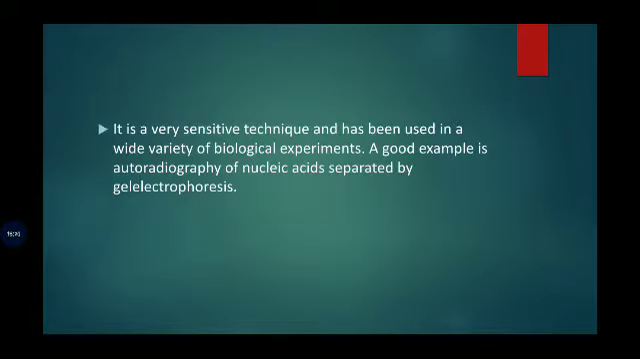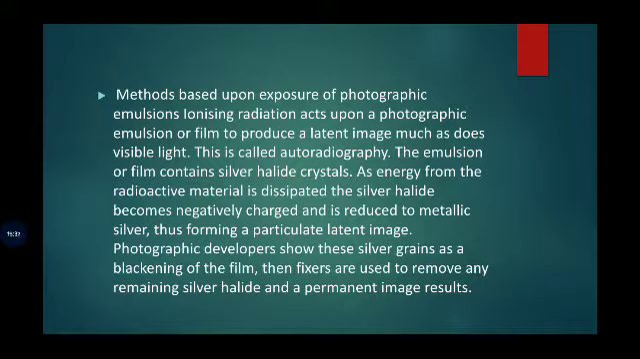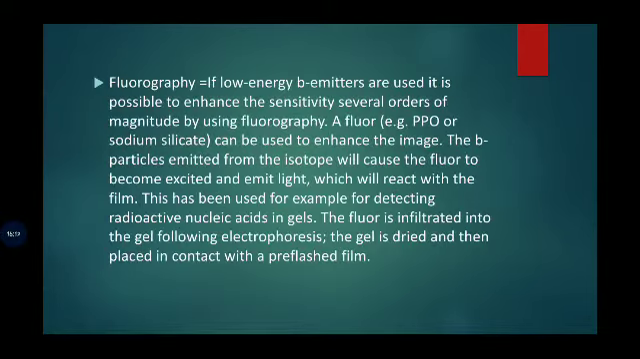This is an example of autoradiography in which the nucleic acids are separated by gel electrophoresis, and the nucleic acids are illuminated when exposed to ultraviolet radiation. The emulsion or film contains silver halide crystals, and as the energy from the radioactive material dissipates, the silver halide is reduced to metallic silver, forming a layer. This layer is monitored or observed. The photographic developers show these silver grains as a blackening of the film, and chemical components called fixers are added to remove the excess silver halide, and a permanent image is formed, followed by computational analysis of the results.